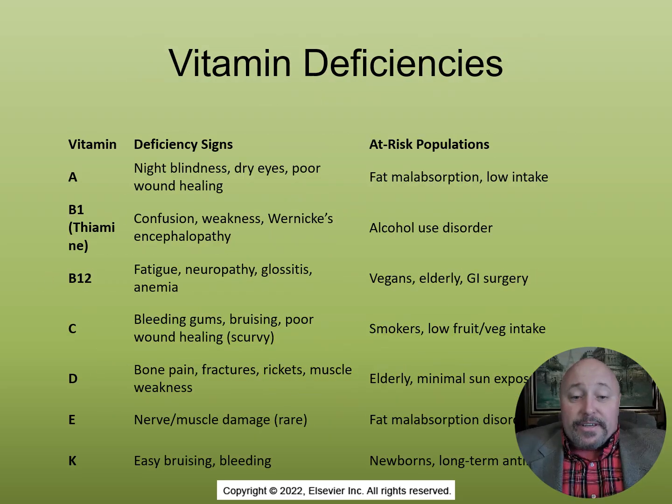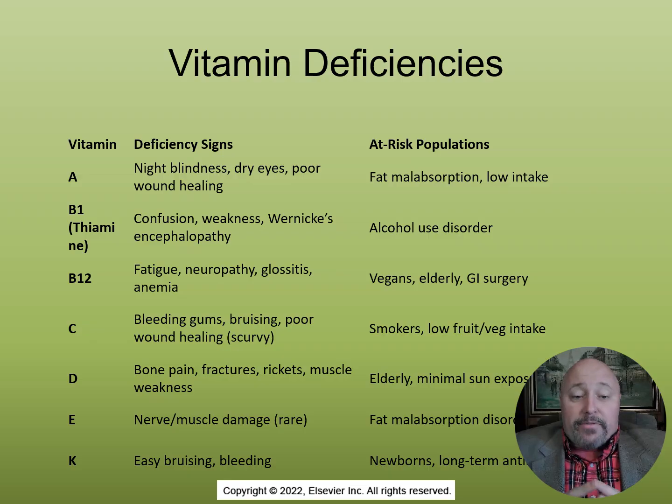Each vitamin deficiency can have its own unique signs, symptoms, and causes. When it comes to vitamin A, this can lead to things like night blindness, dry eyes, and poor wound healing, and can be especially important for at risk populations, such as those with fat malabsorption or just a low intake.